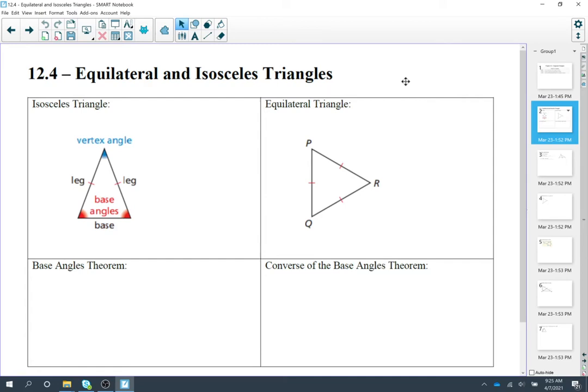12.4, equilateral and isosceles triangles. So we're going to start with an isosceles triangle, and remember that an isosceles triangle has two congruent sides.